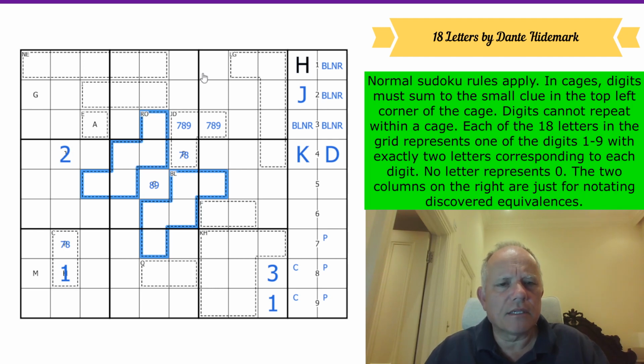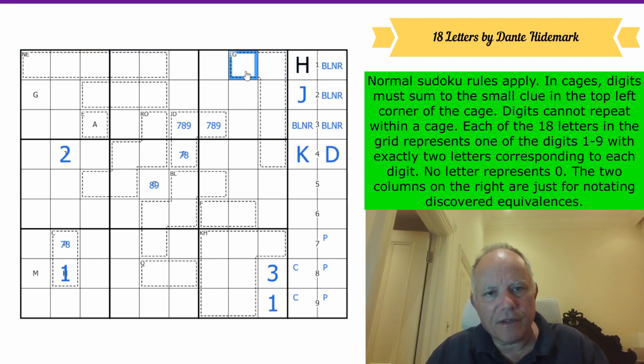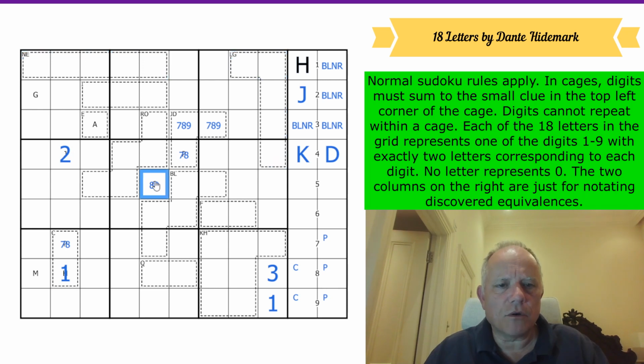Is that right? Yes, that is right. That would leave N and L to both be the 3s, and both of these cages would have to be at least 35. But if they were both 35, that would be 9, 8, 7, 6, 5. And this would have to be 9, 8, 7, 6, 5. And that would cause all kinds of clash across the top row. So this is not a 9.